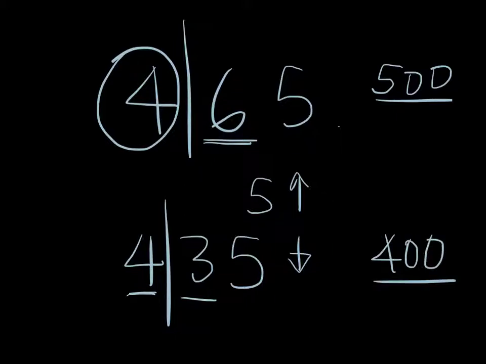It is much easier to multiply and divide by 500 and 400 than it is by 465 and 435. Because I can simply multiply and divide by the leading digit, 5, which you should know your 5 times tables, and add my zeros or subtract my zeros at the end by moving the decimal point.